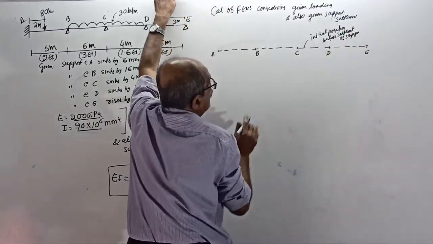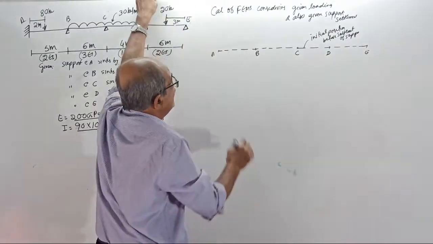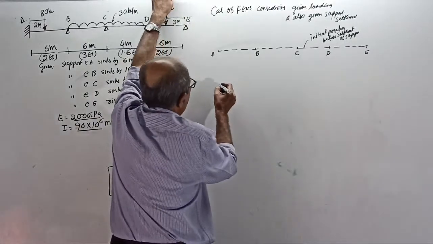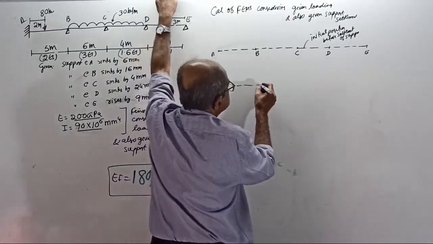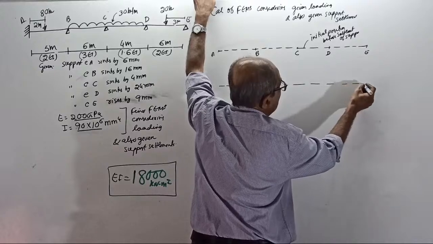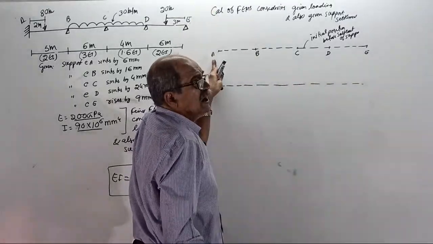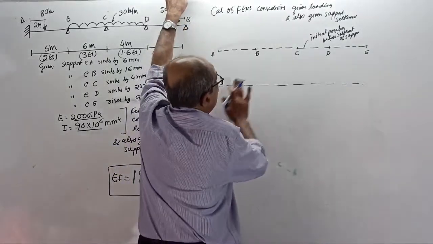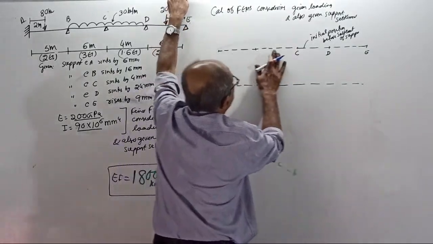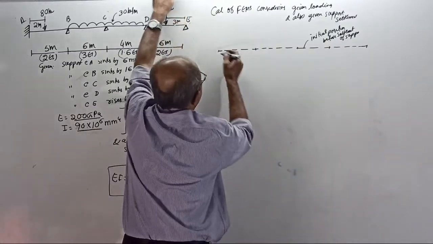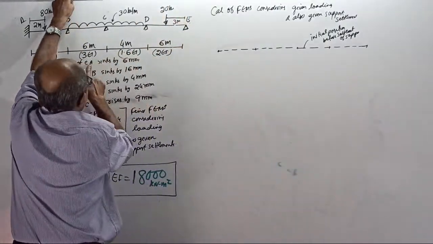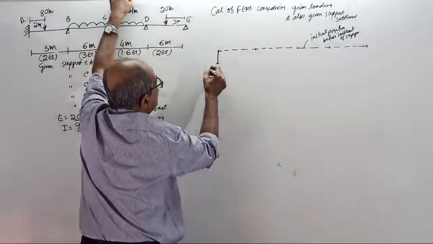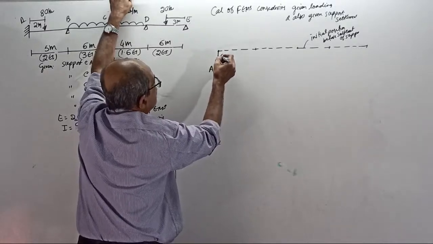Now, with respect to this one, draw one more sketch. How is the settlement? It is ideal to draw one more sketch. Once you put this sketch, you remove this A, B, C, D. Now write again. Support A sinks by 6 mm. So A comes here, down by 6 mm.